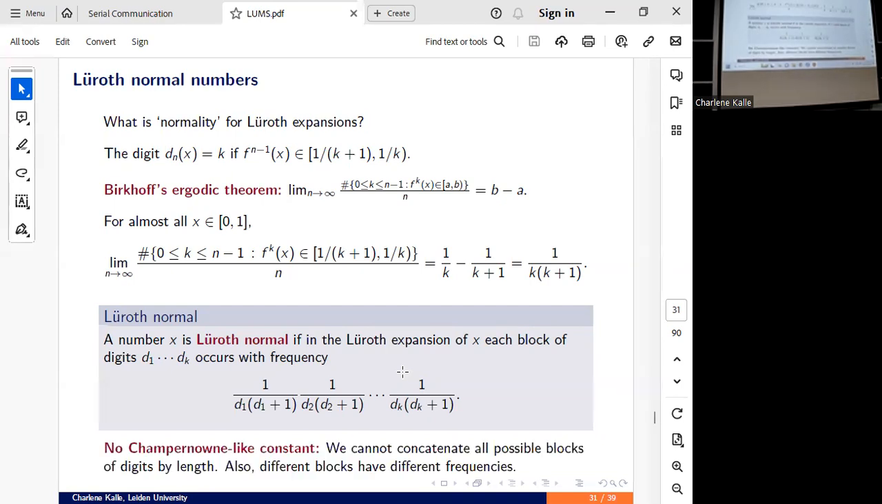And then you might wonder, how can you construct such a number? So there are obvious problems here. We cannot do what Champernowne did, because if we start concatenating all digits, we run out of place, right? We have infinitely many of them, so this is an obvious issue. And then stemming from that issue is the fact that all these different blocks, they will have different frequencies. So you need to also take into account this fact there.